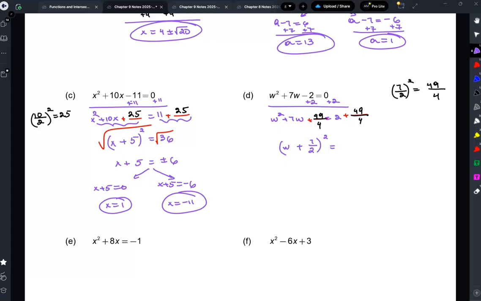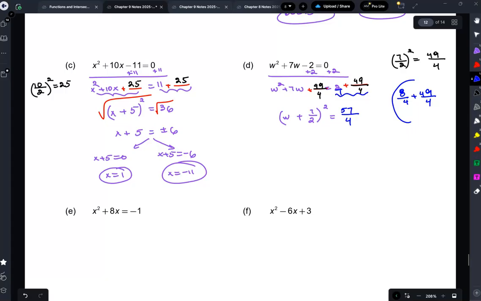Now, here, right, let's work on our scratch paper. 2 plus 49 over 4. 2 is 8 over 4 plus 49 over 4. 57 over 4. So 2 over 1. I need to multiply top and bottom by 4. So I get 8 over 4.